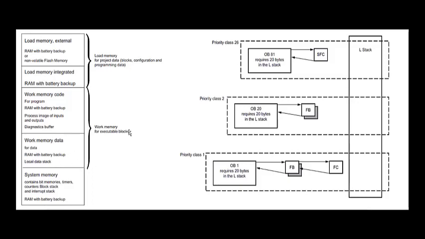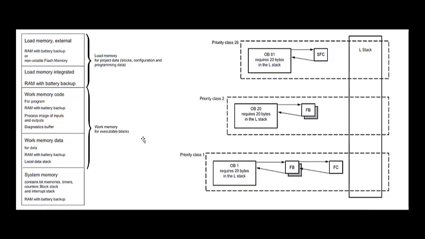We know that the work memory is divided into two parts: the code work memory and the data work memory. The code work memory has the program, the process image of inputs and outputs, and the diagnostics buffer data. The data work memory has all of the data blocks and also has the local data stack, which we will be talking about in this video.